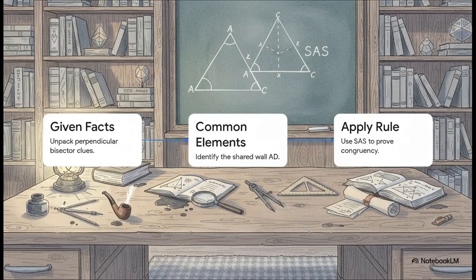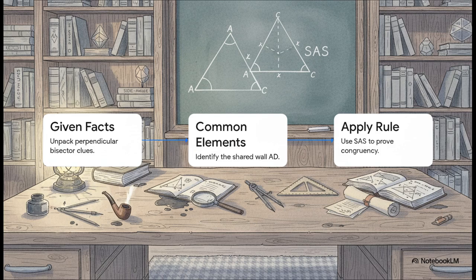Okay, here is exactly how we crack this case using our new toolkit. Step 1, let's unpack the phrase perpendicular bisector. Bisector means it cuts that bottom line BC perfectly in half, right? So we automatically know line BD is equal to line CD. They are both exactly 12 centimeters. Perpendicular means it creates strict 90-degree angles. So angle ADB equals angle ADC.